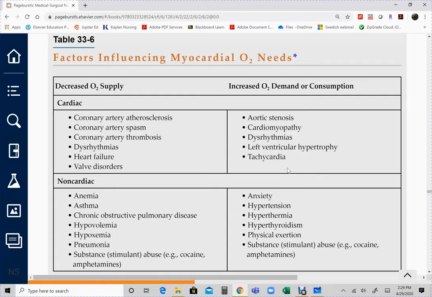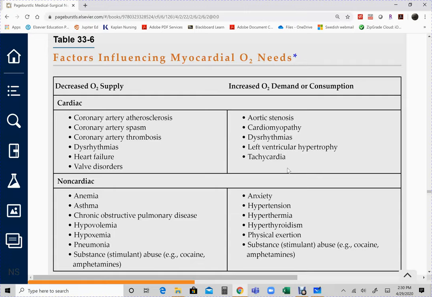Pneumonia, and dehydration, again, you have decreased blood pressure, you have decreased oxygen in the blood, or decreased oxygen delivery to the myocardium. All right, I hope that was clear enough. Look at the conditions on the right side, in the second column. All of these conditions result in increased oxygen consumption or oxygen demand.